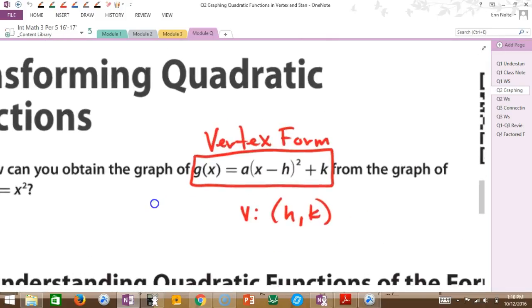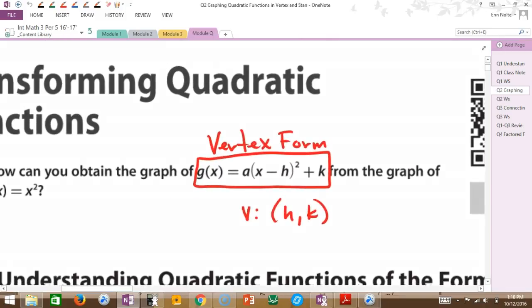Alright, next thing you're going to write down is the vertex form. Vertex form is g of x, or whatever you want it to be, is equal to a times the quantity of x minus h squared plus k.